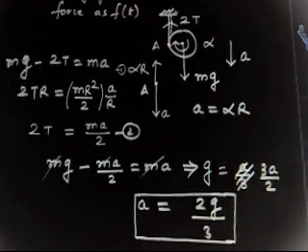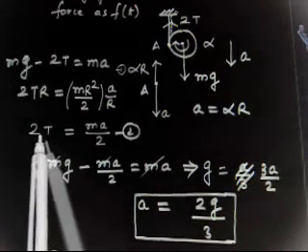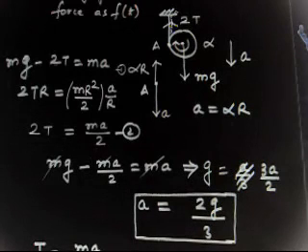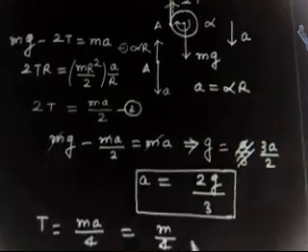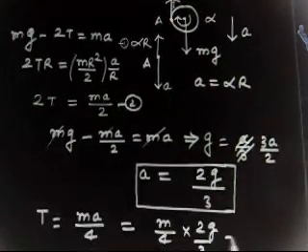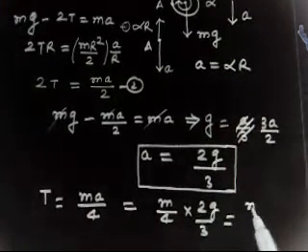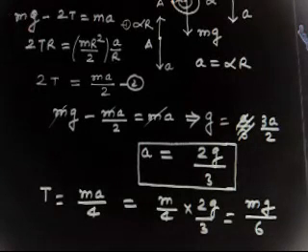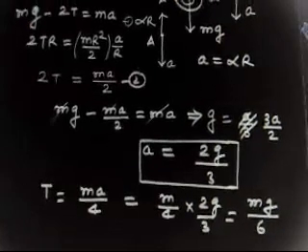So in the question, in the first part, you have to find the tension. Tension is ma by 4, if you use this equation. And a is 2g by 3. So you will have m by 4 into 2g by 3. So what is the tension? You will have mg by 6. So this is the tension in one thread. Are you getting? Now this is the first part.